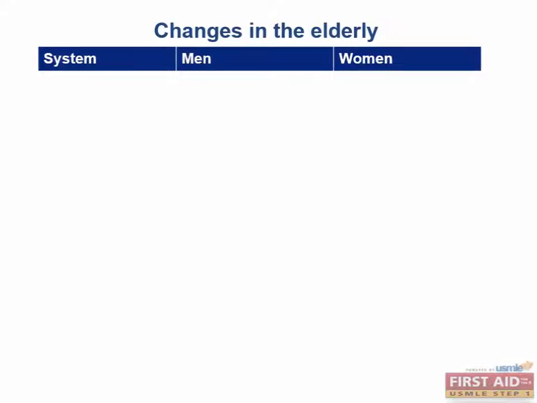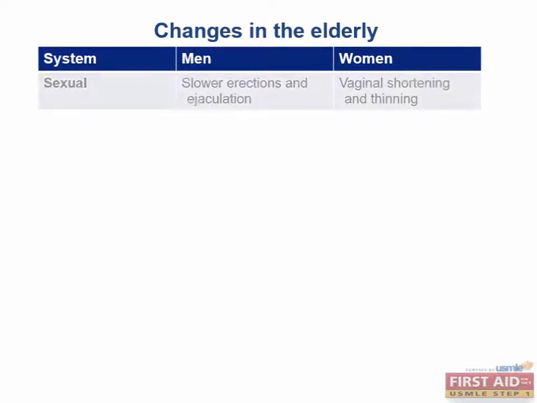Many changes occur with aging, and some of these associations may work themselves into some board's questions. With regard to sexual function, men begin to have slower erections and ejaculations and a longer refractory period. Women, on the other hand, begin to have vaginal shortening, thinning, and dryness due to decreased estrogen production after menopause. So, does sexual interest decrease with age?